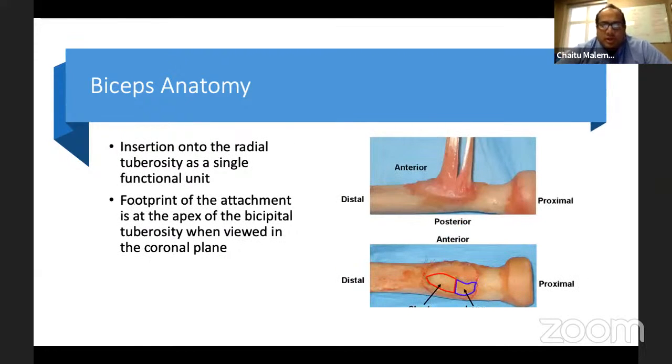So the insertion onto the radial tuberosity is a single functional unit, different from the origins, and the footprint of the attachment is at the apex of the bicipital tuberosity when viewed in the coronal plane. Down at the bottom picture, that's a good view of the anatomic attachment and the footprint of the biceps tendon on the tuberosity.